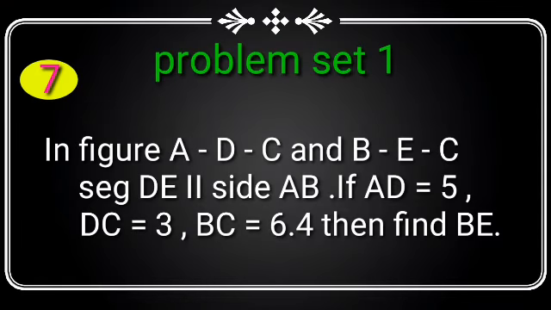Problem set 1, example number 7. In the figure, point D is between points A and C, point E is between points B and C. Segment DE is parallel to side AB. If AD is equal to 5, DC is equal to 3, BC is equal to 6.4, then find BE.